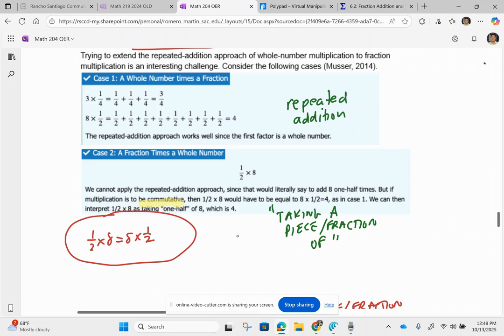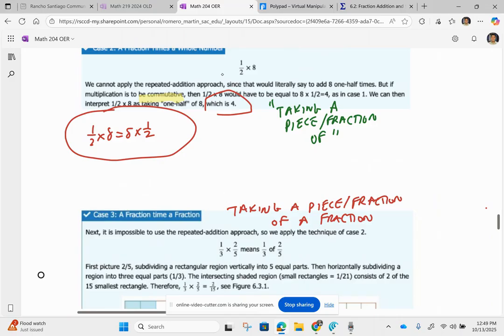So it's not a repeated addition approach. We're actually taking a piece. So one is to see it with the commutative property, and then I could do repeated addition. We can then also interpret this as half of 8. I'm taking half of 8, which is 4. So almost like a division problem to think about it, but it's multiplication. That's where it gets confusing. Multiplication is a division problem.